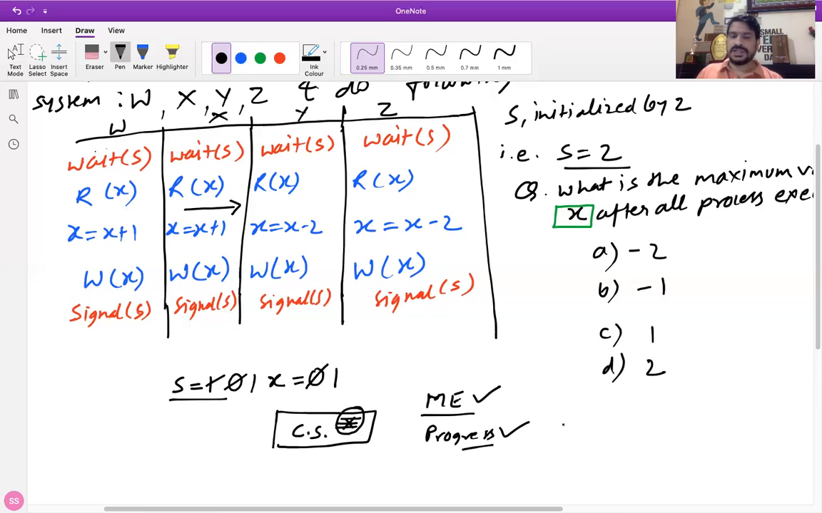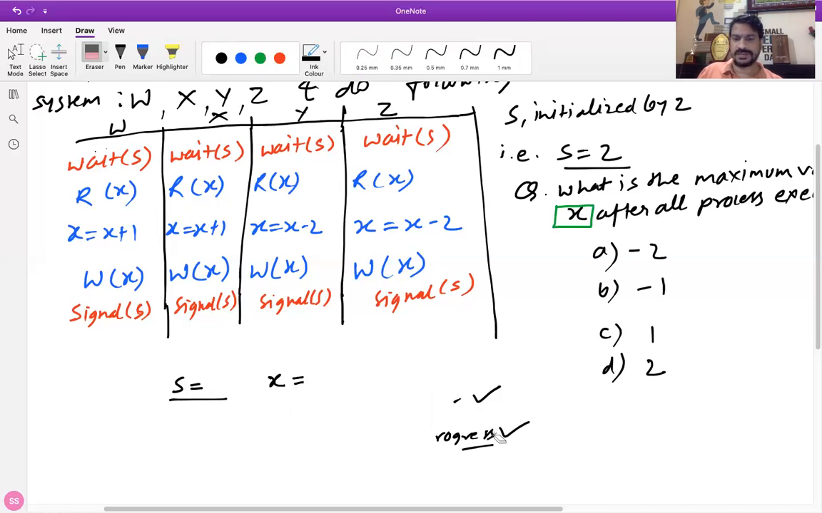Now, this is what happens when we use the semaphore with the help of the wait and signal methods, and initialize the value of S, or the value of the semaphore, as 1. Now in this question, the value is initialized to 2. Okay, in this question, it is a trick: the value of S is initialized to 2. So we'll initialize the value of S to 2.